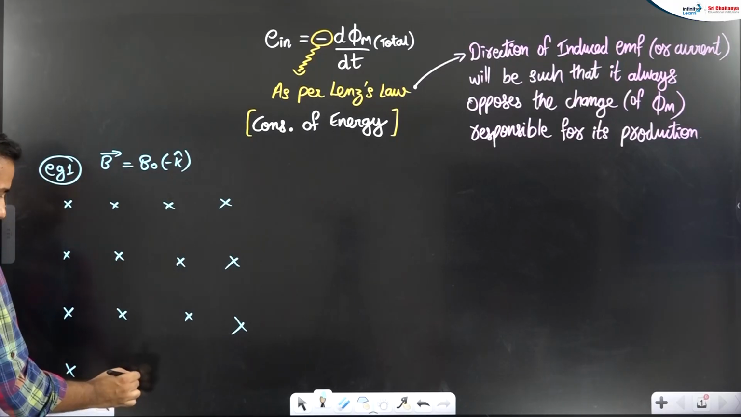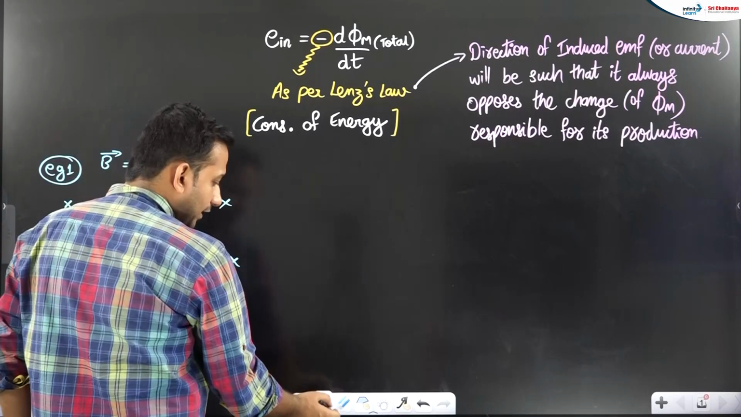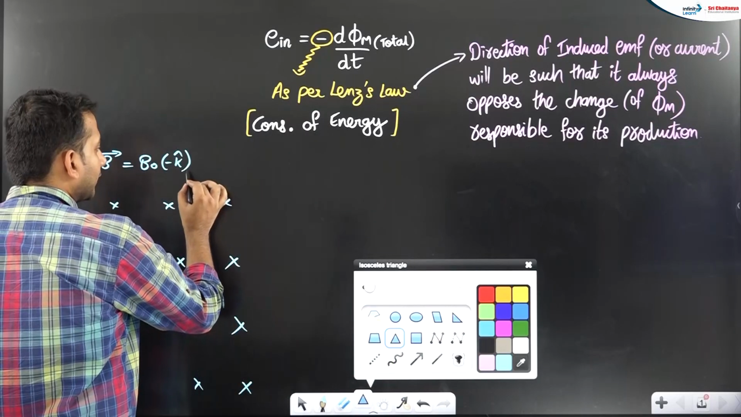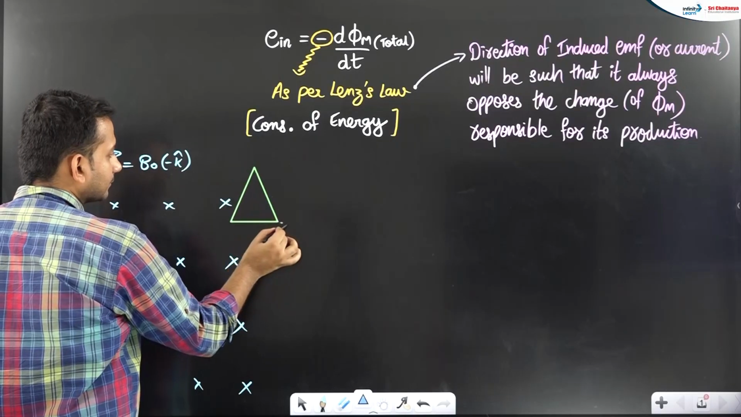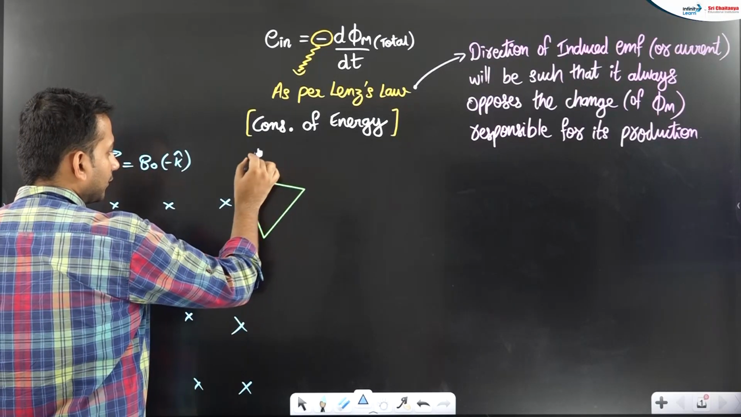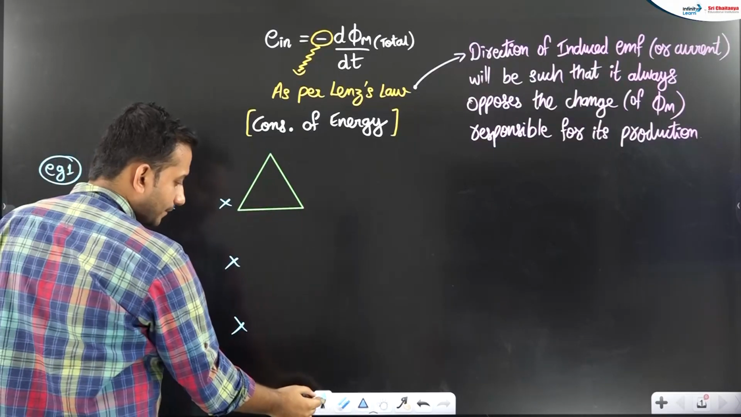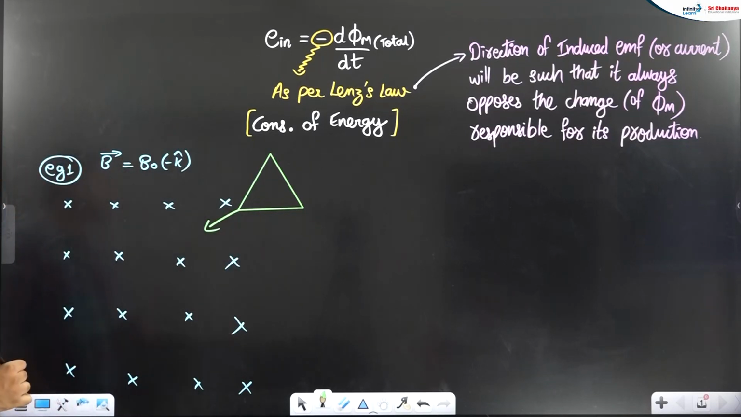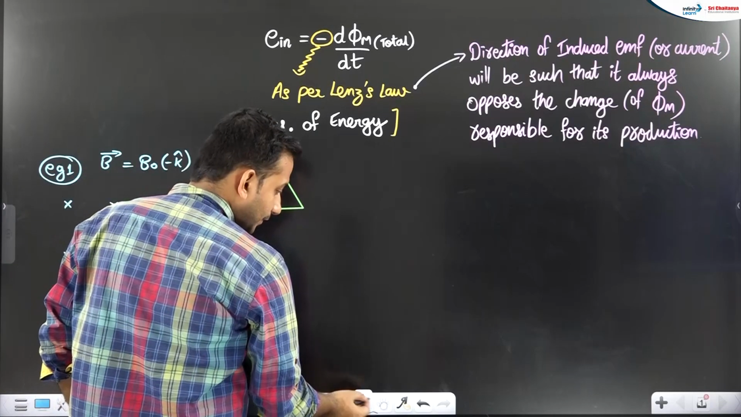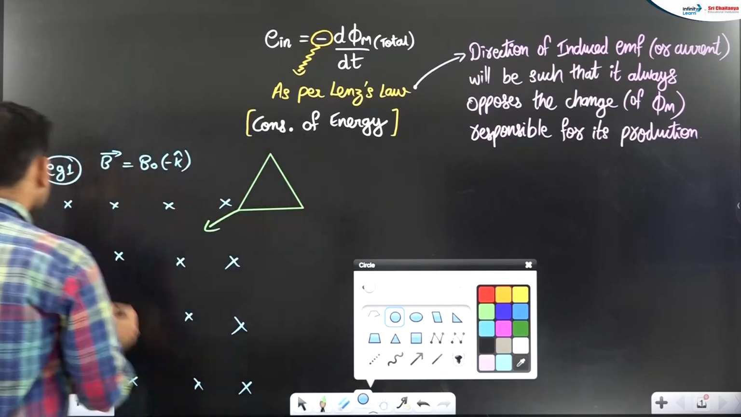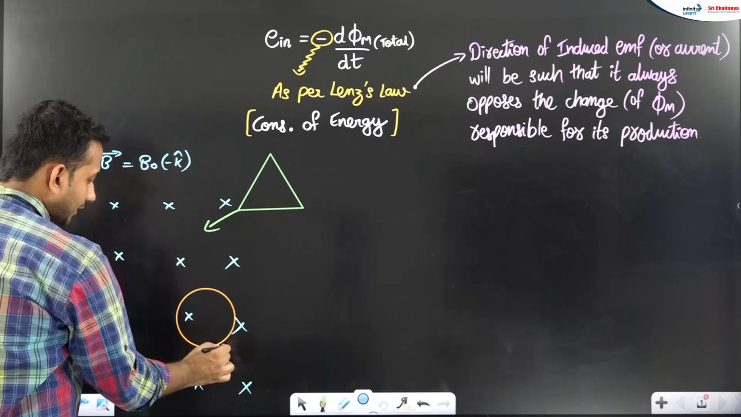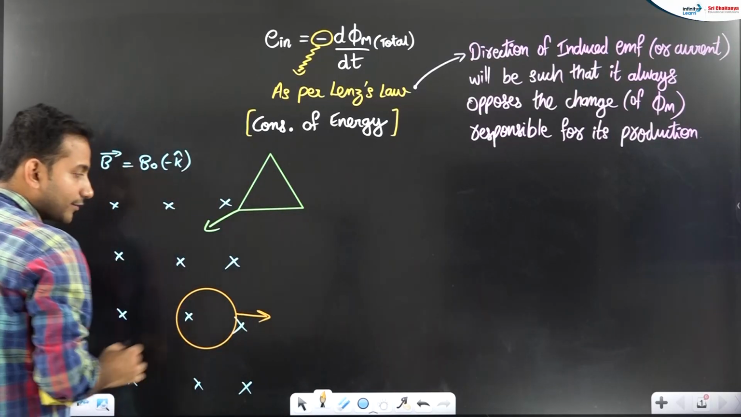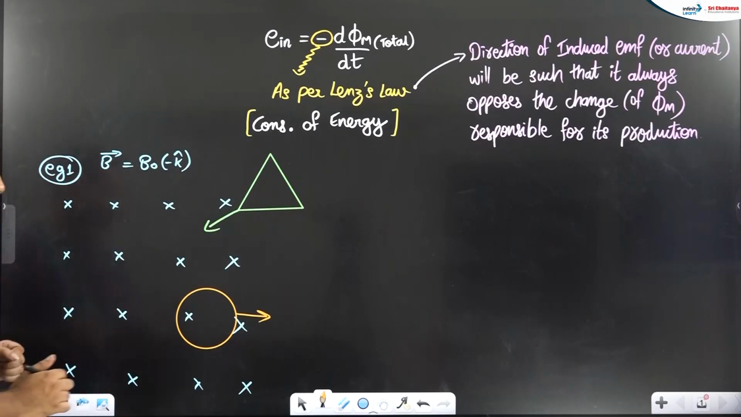Alright. And suppose there is a coil. I am starting with the basic NCERT example. Suppose there is a coil and you are taking this coil inside the magnetic field region, and you are asking the direction of induced current. Another one, let us suppose we are having this circular coil, and you are taking this out of the field. And again your question is to determine the direction of induced current.